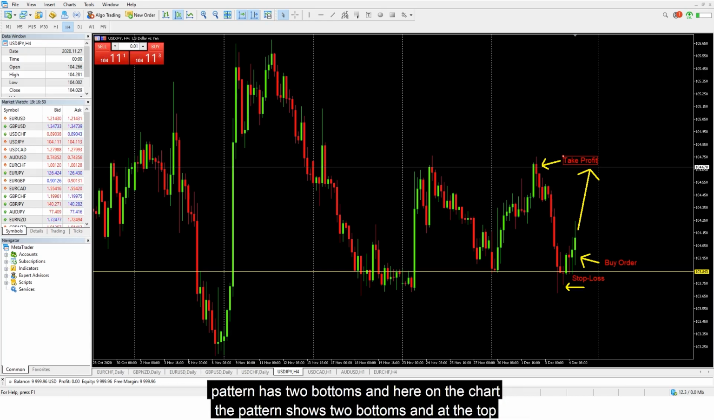A double bottom pattern has two bottoms, and here on the chart, the pattern shows two bottoms, and at the top is the neckline, which acts as the resistance.